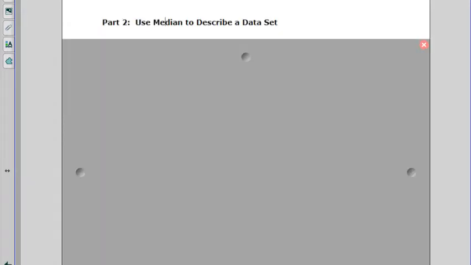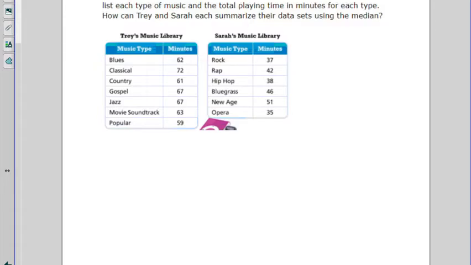The next measure of central tendency that we're going to talk about is median. Median is the middle of the data set. So I need to put them all in order from greatest to least or least to greatest. Doesn't really matter. Usually we go least to greatest. And then find the middle value. So here's a problem. Trey and Sarah each download songs to their music library. Their players list each type of music and the total playing time in minutes for each type. We want to summarize their data using the median.